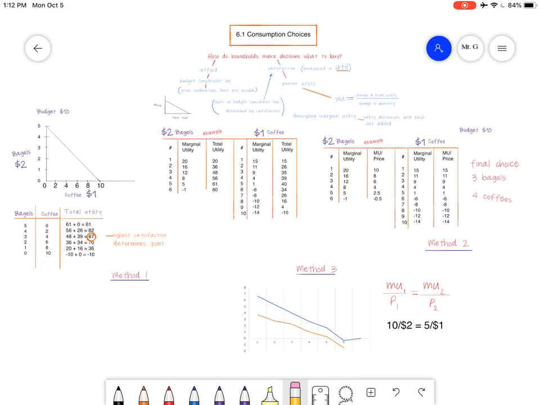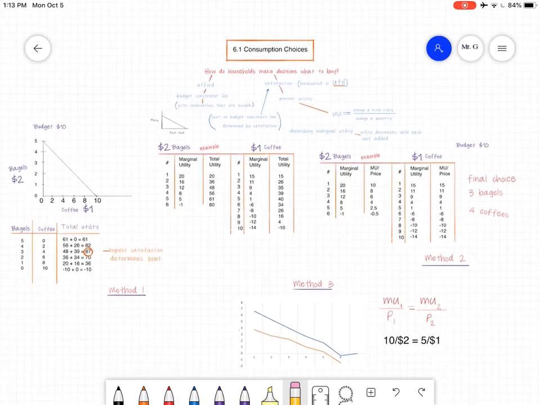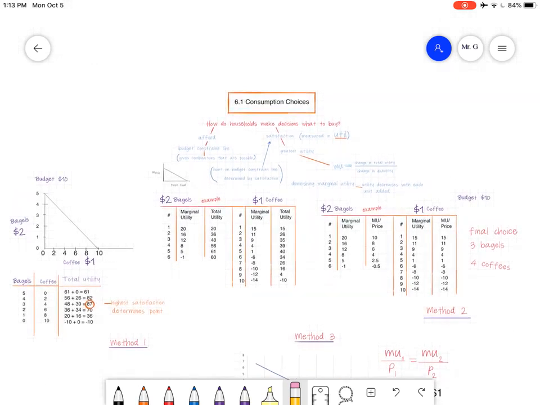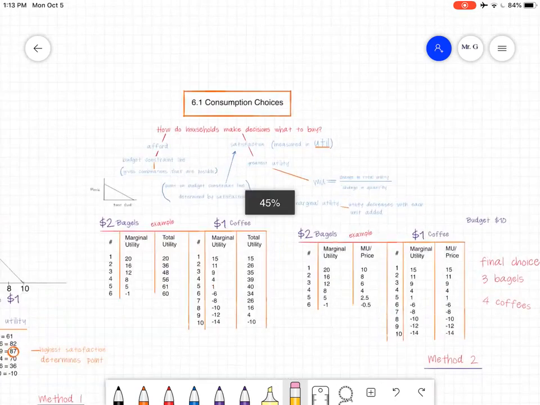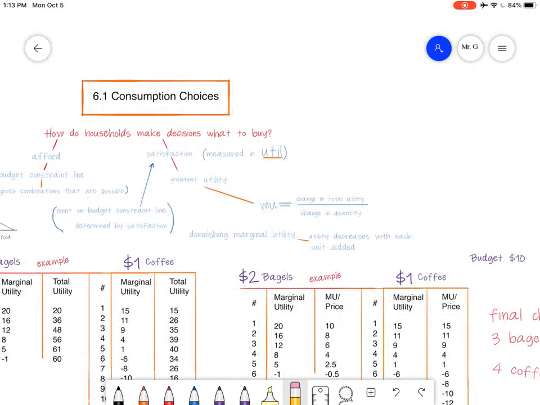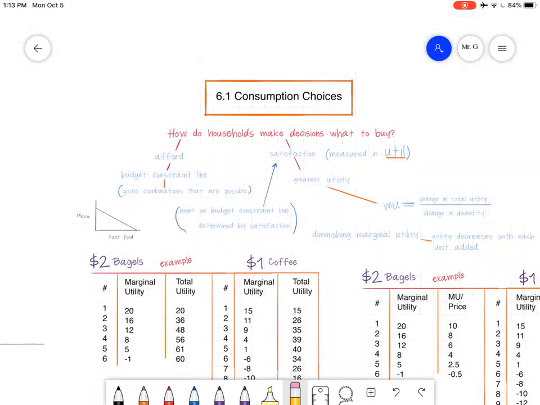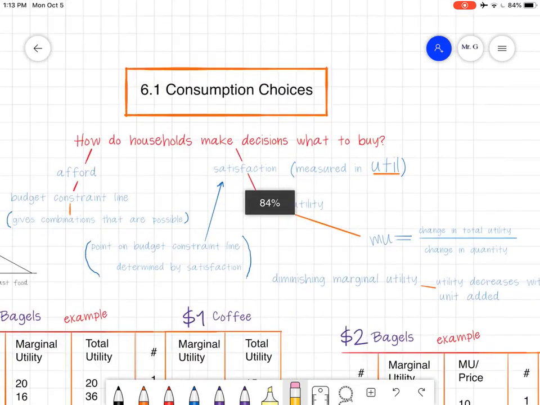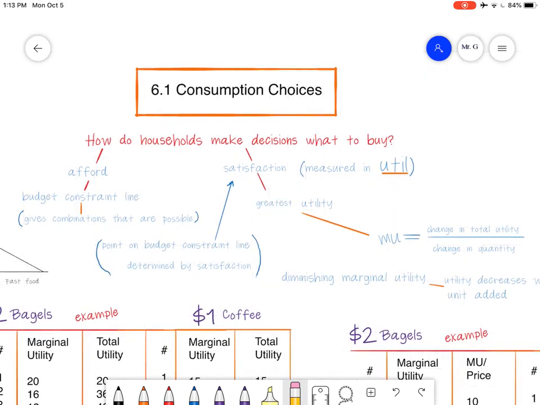Hi, it's Mr. G here, and today we're going to be going through 6.1 consumption choices. Ultimately, we're trying to determine how households make decisions on what to buy. When we're looking at this, obviously, we look back to what we've learned so far.